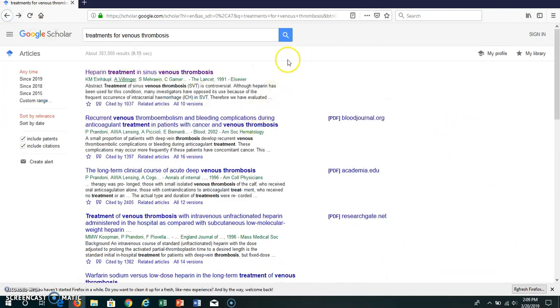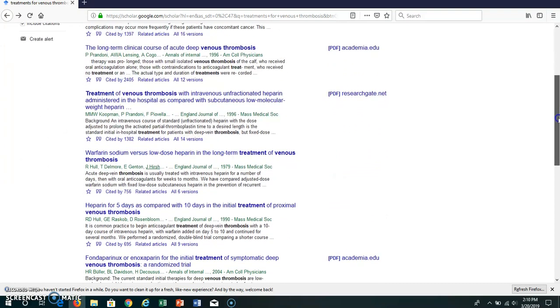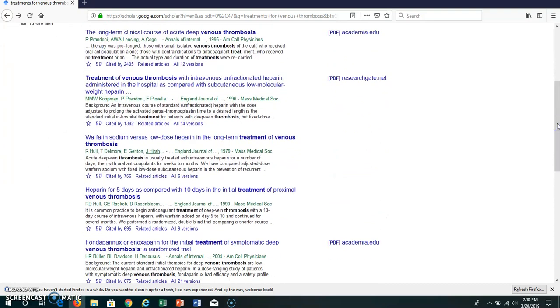Going back to my research page, I will look for another treatment. I want to have at least 2 to 4 different treatments or research done on scientists trying to treat this illness. Another paper says warfarin sodium versus low-dose heparin in lung treatment.